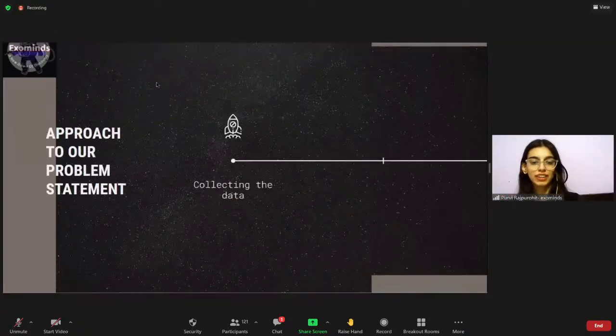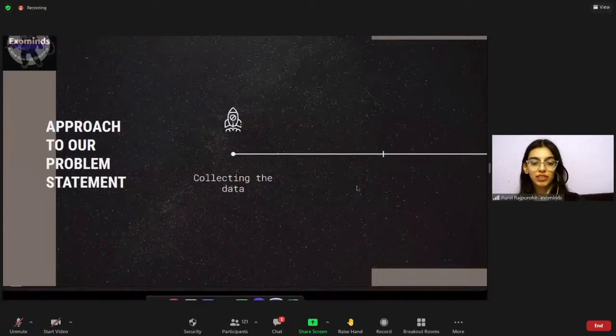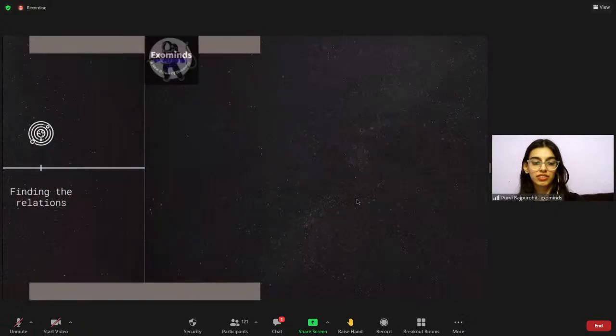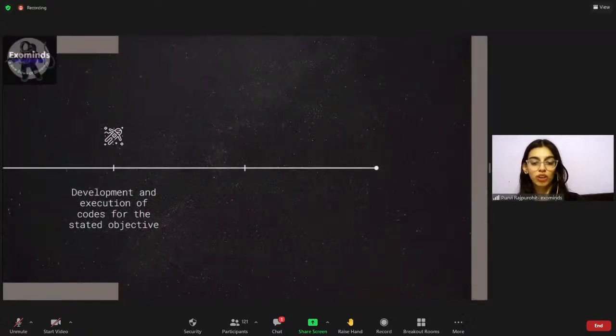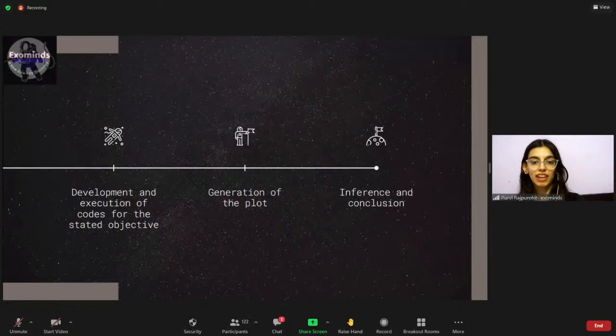Before we dive into how we solved the problem statement, here's the step-by-step process which will give you a brief picture. The first step was collecting the data. The second step was finding the relations for the calculations. Then we had to develop and execute the code for the calculations. Next, we had to generate and plot the graph. And the last step was analyzing the graph and coming to a conclusion, hence solving the problem statement.